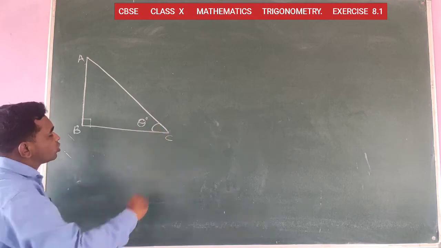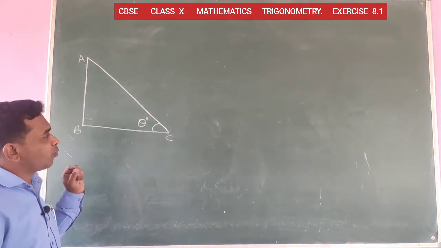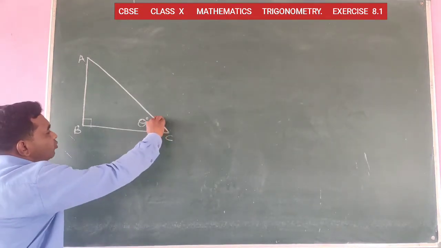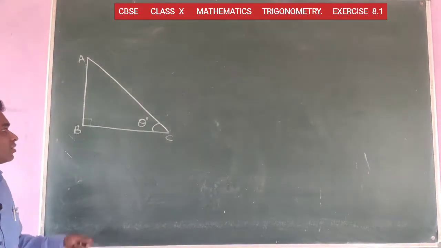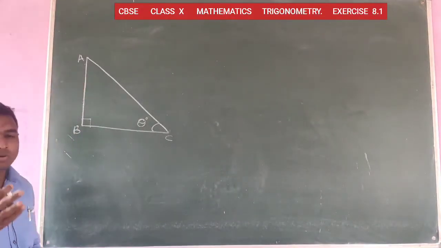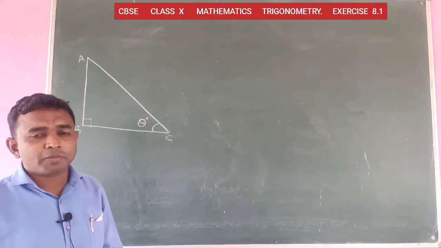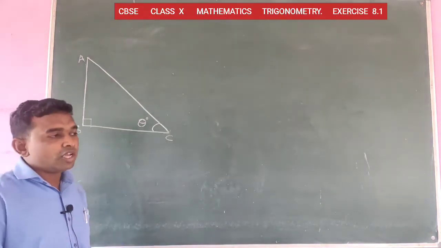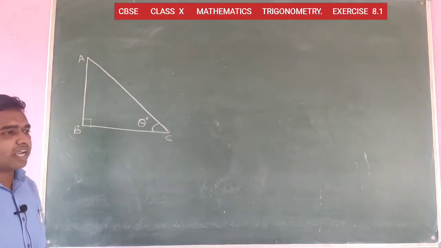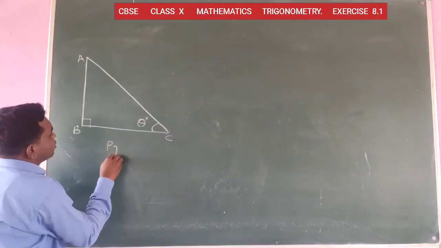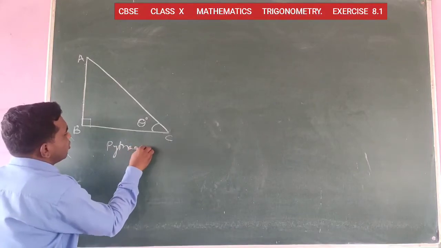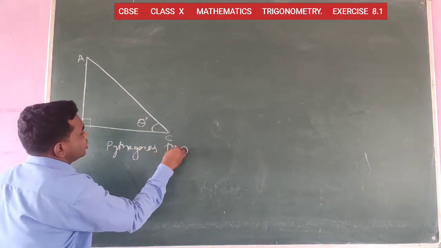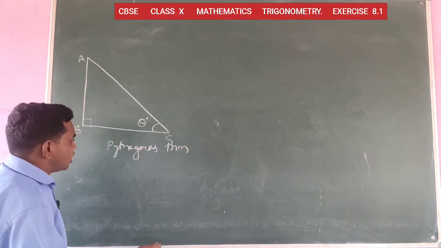Before we solve these examples of exercise 8.1, we have to revise some parts. We must know the trigonometric ratios or trigonometric functions are useful only when a right angle triangle is given. And if we consider the right angle triangle, the most important Pythagoras theorem is useful. What is the Pythagoras theorem statement?